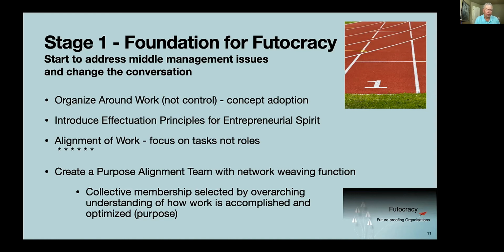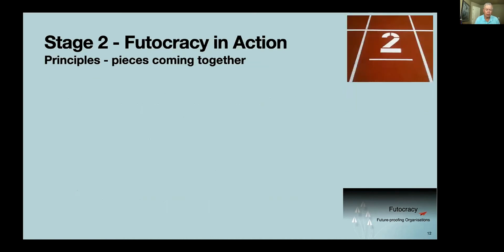Stage one then has really two aspects. The first three bullet points here are focused on the mental model of the organization, the discussions and conversations we have about the organization. And then that is started to be put in place with a specific team that starts to think about what the organization needs and how it might better accomplish it. Again, this sets up the foundation for stage two. This is where the pieces start to come together.